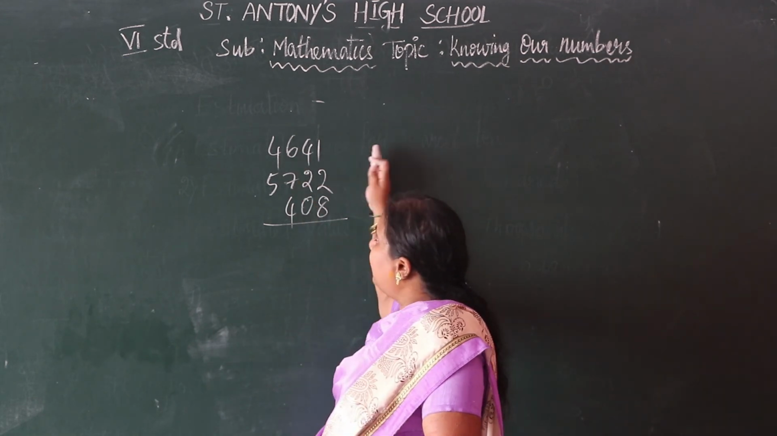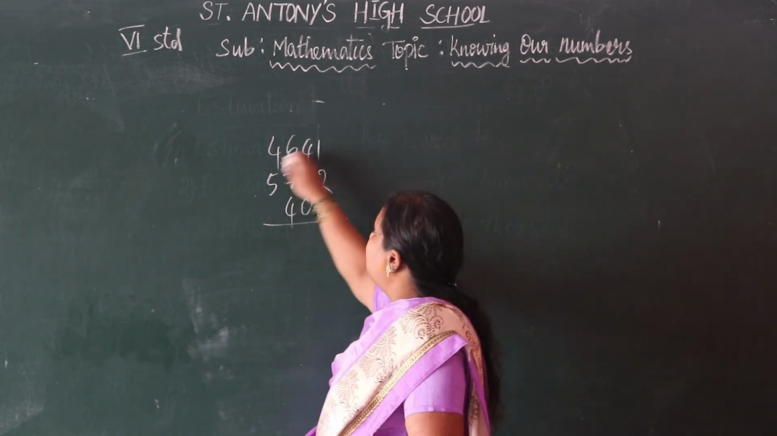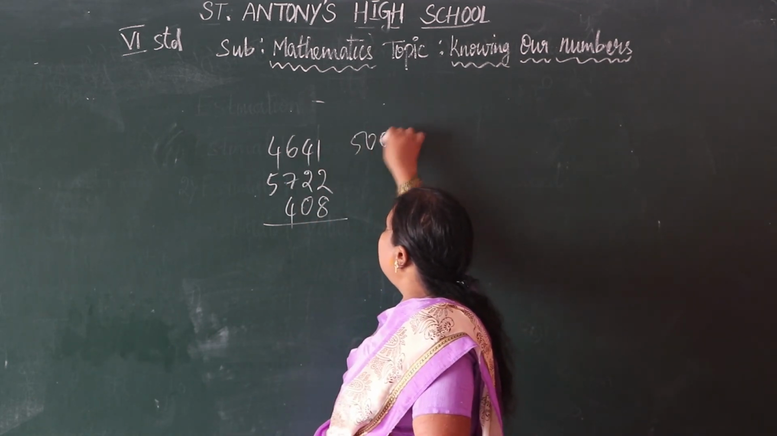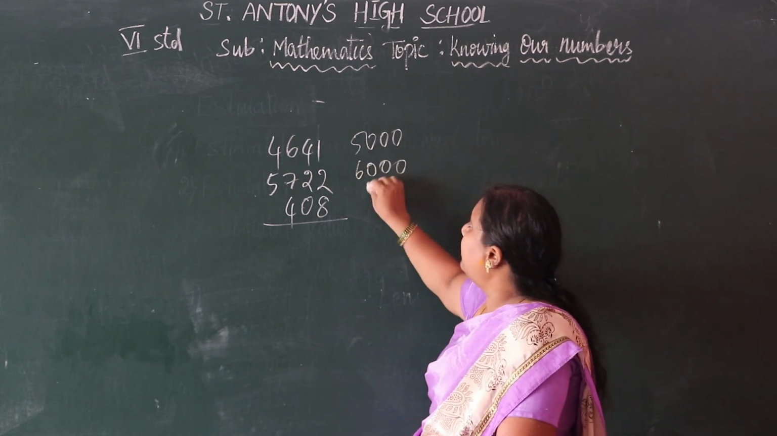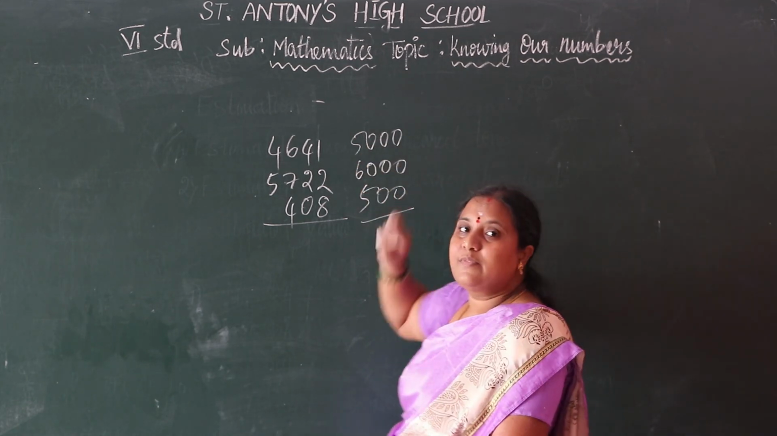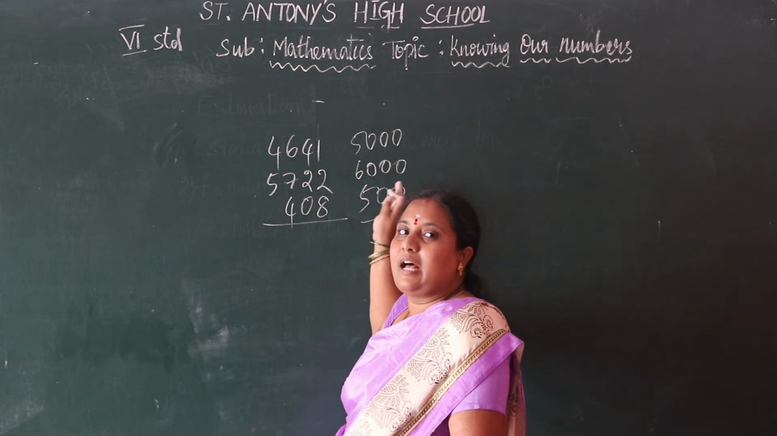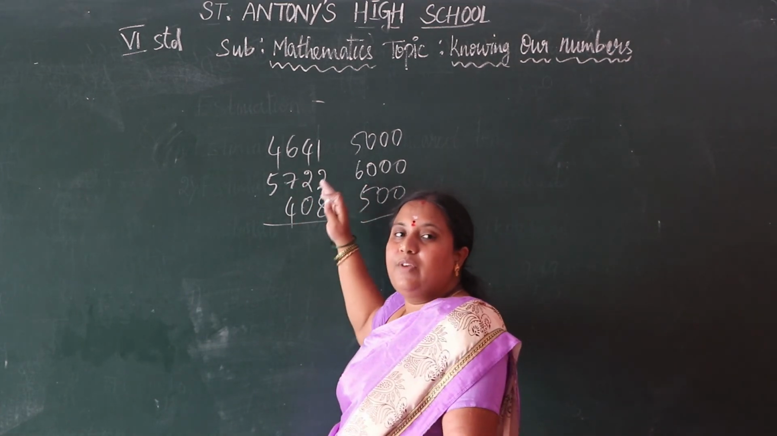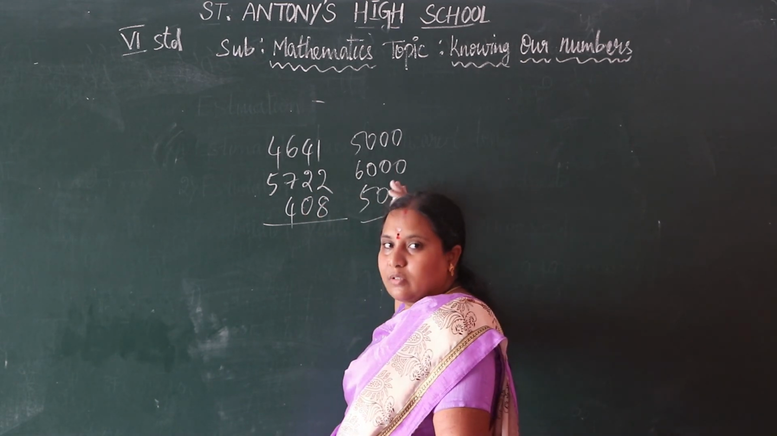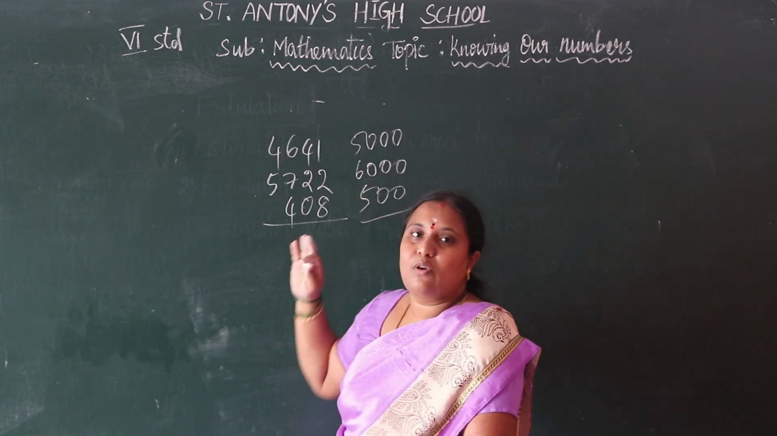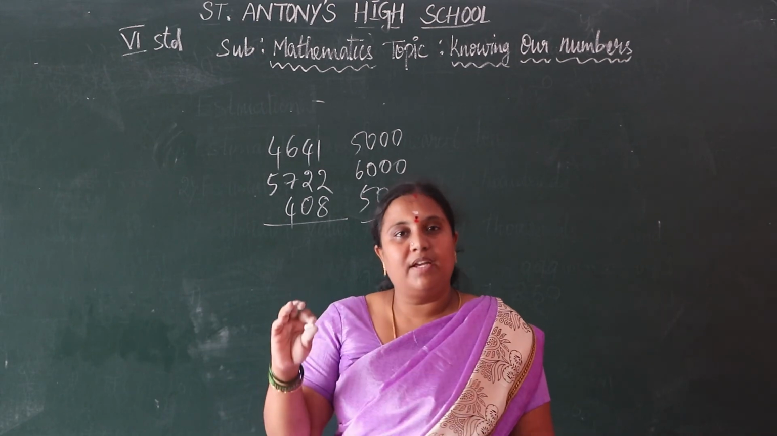Okay, we are estimating nearest values. So it is like this: 5,000 and 6,000 and 500. Okay, like this we are calculating. So these are the estimated sum. Okay, estimation. We round it off to calculate the values. So the first step for estimation.